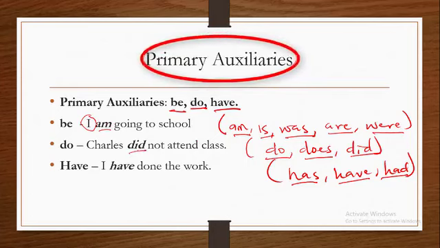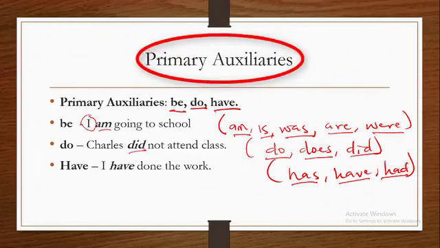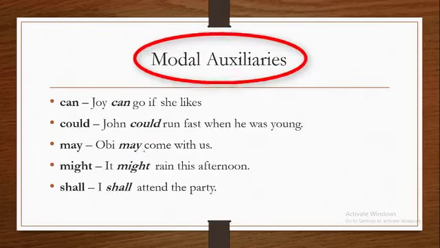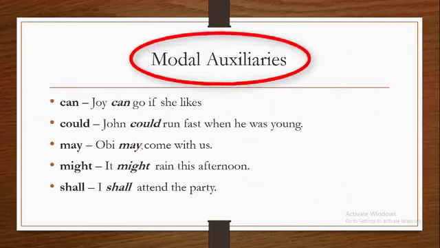Now did is the past tense of do and does. So we are saying what Charles did not do was he did not attend the class. Then we have had, right? So we have joy. Okay, so let's move on to what we call modal auxiliary verbs.